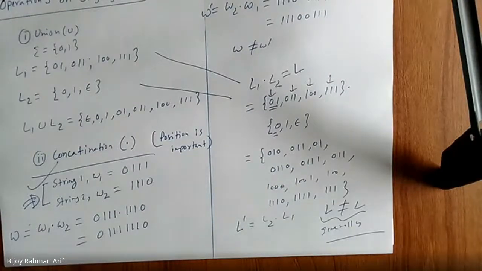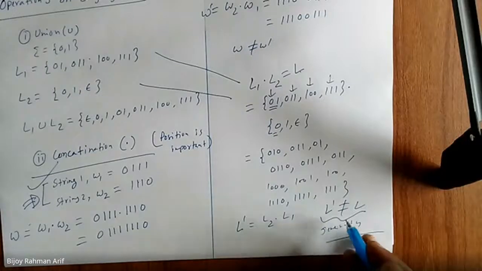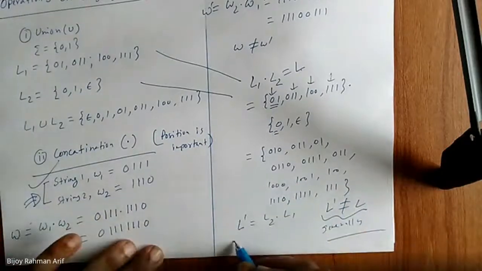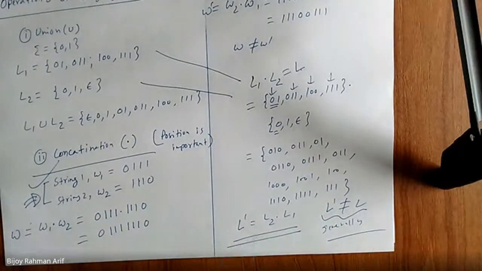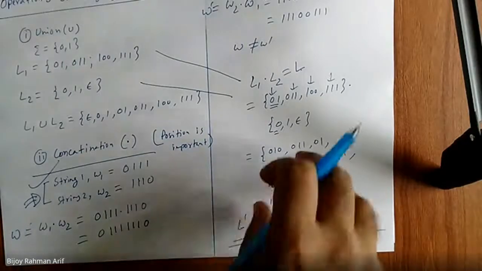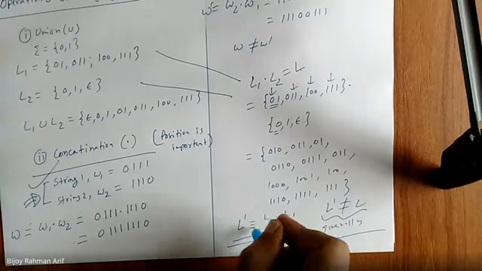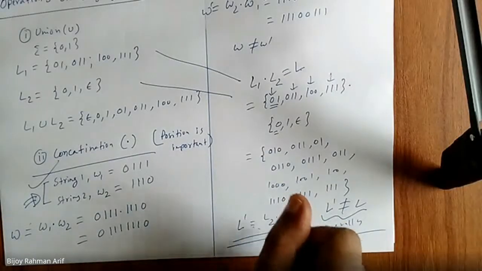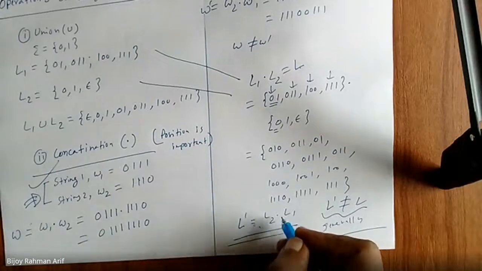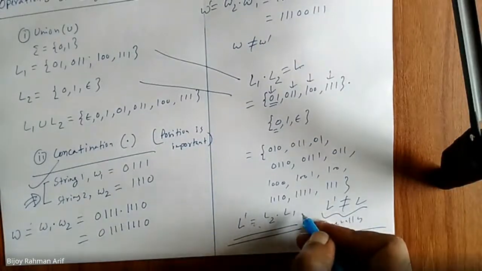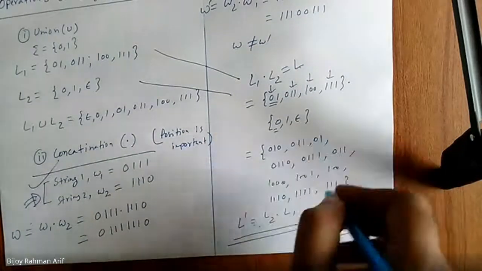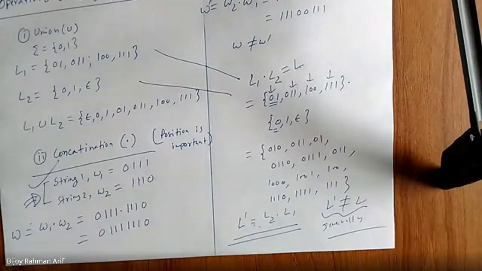Okay, guys, get back to the point. Why is L dash not equal to L? Try to do this one, and you will see these sets are not generally equal. Is it clear to you? Yes, sir. So it is homework. You are going to find L2 concatenated with L1, and then see that these two sets are not equal.